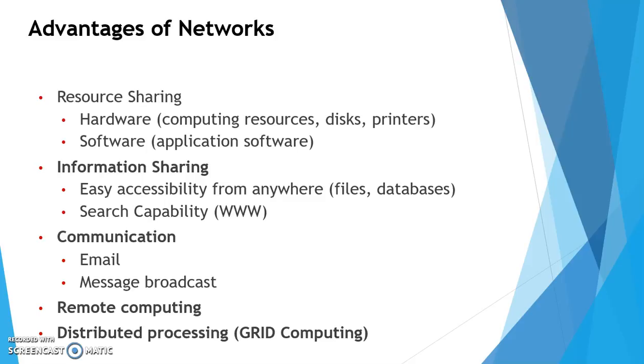The advantages of networks: resource sharing, information sharing, communication, remote computing, distributed processing, that is grid computing. In resource sharing, we have hardware and software sharing. In hardware, it is between the computing resources, disks, printers. In software, it is the application software. In information sharing, files and databases can be accessible from anywhere. The search capability is done through the World Wide Web. Communication is email and message broadcast.